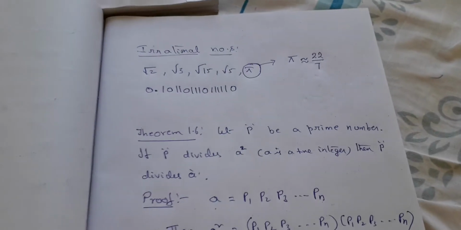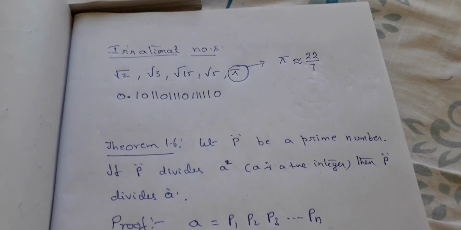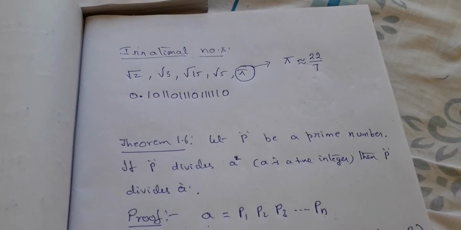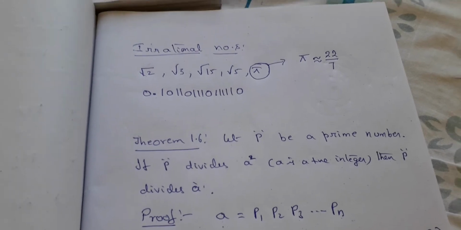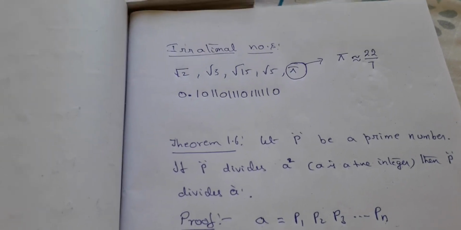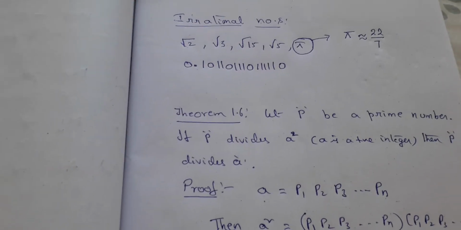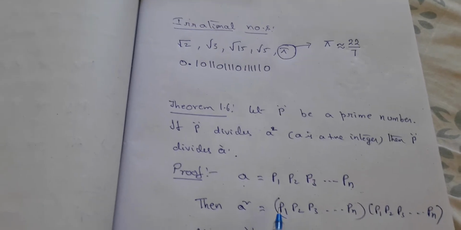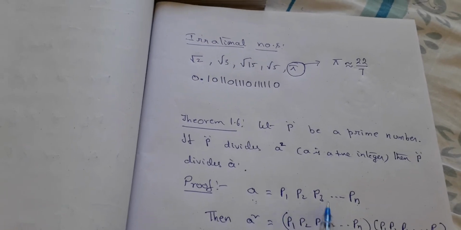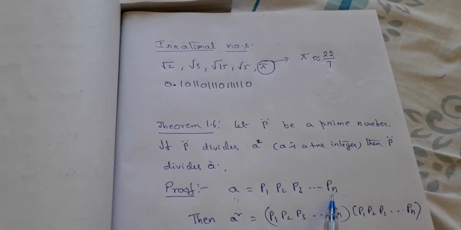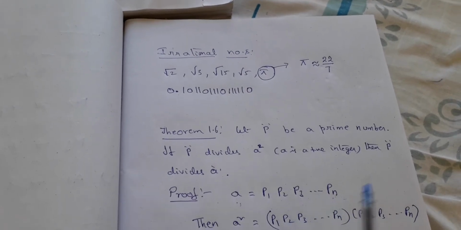Okay, so let's discuss the theorem again. So now let P be a prime number. If P divides A square, so what is given? P dividing A square is given. A is any positive integer. Then it implies P also divides A. Now since A is a positive integer, I am writing it as factorized into its unique prime factors, right? P1, P2, P3, etc. Pn.